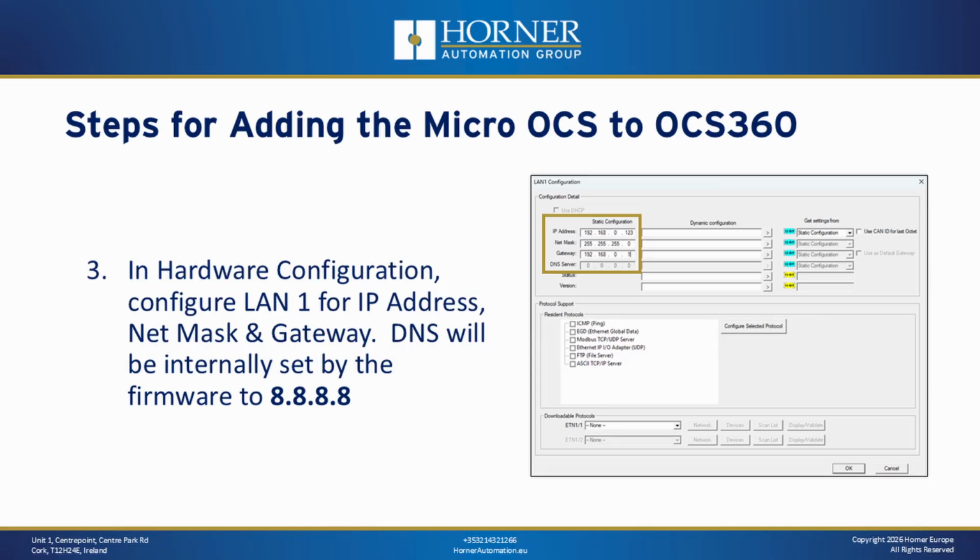then, in Cscape, open Hardware Configuration and set up LAN 1 for IP address, net mask, and gateway, and configure LAN 1 to the IP address, net mask, and gateway of your controller.